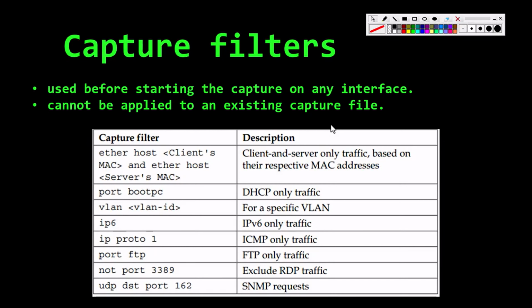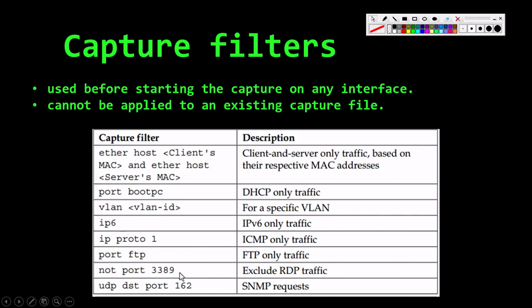Then we can apply the following capture filter: port bootpc, and all we will see is the DHCP traffic on the wire and nothing else. So this port bootpc is for seeing only the DHCP related traffic. If you want to see only the IPv6 traffic, then this is the capture filter we are looking for. The filter ip proto 1 is for only capturing the ICMP related traffic.